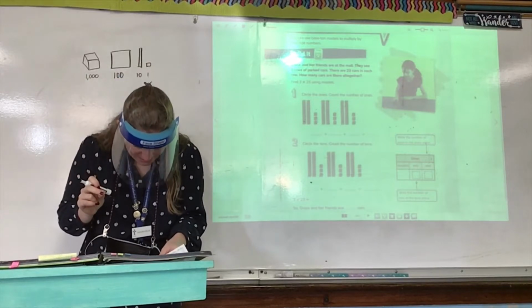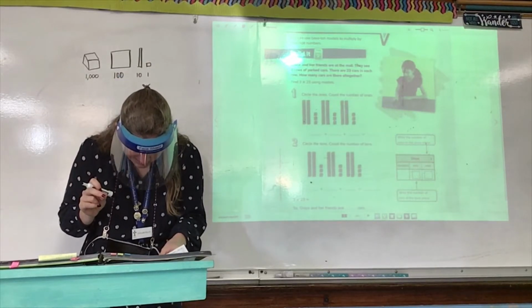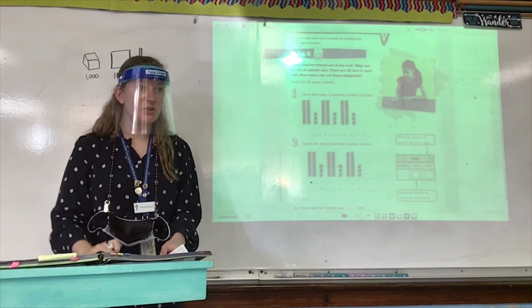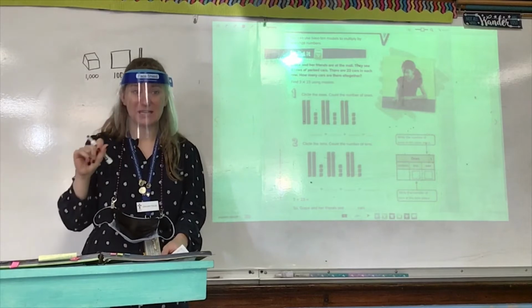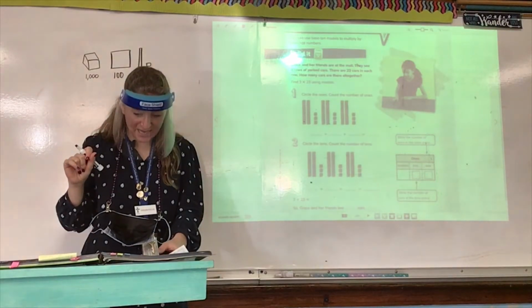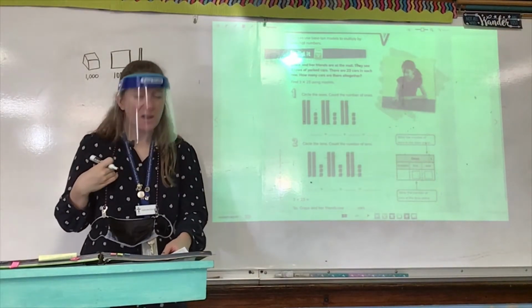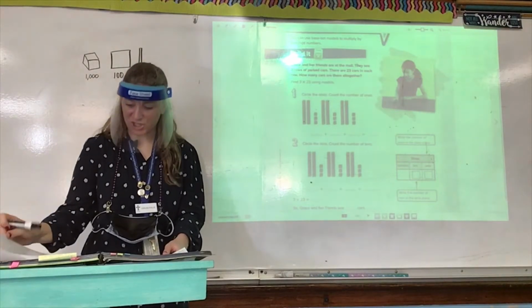For numbers 9 through definitely 11, you will need to use your separate sheet of paper on the independent practice, the apply it page. Numbers 9 through at least 11, maybe 12, you will need to do your models on your separate sheet of paper.